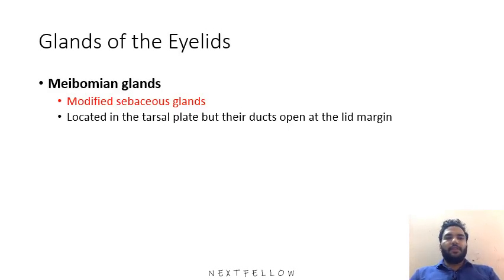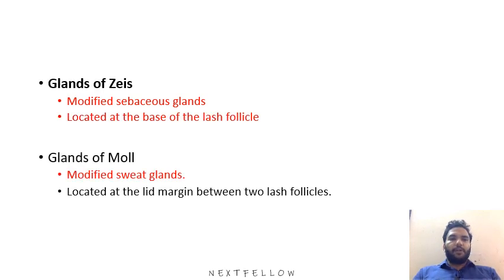Glands of the eyelids are meibomian glands, modified sebaceous glands. It's located in the tarsal plate, but the ducts open at the lid margin. So this is basically sebaceous gland. Then there is something called glands of Zeiss, modified sebaceous gland located at the base of the lash follicle. If it's inflamed, that causes stye. Okay, Zeiss gland causes stye, pilosebaceous gland.